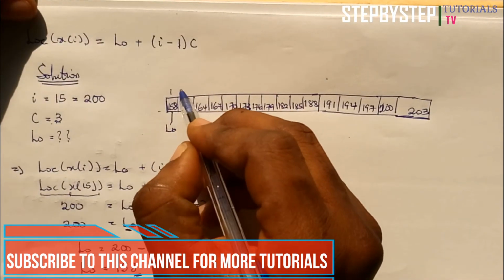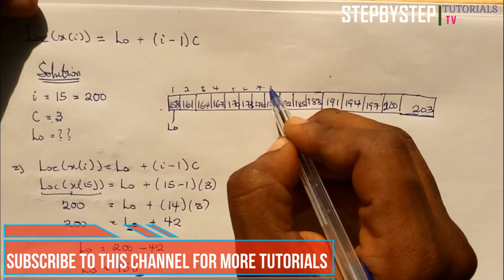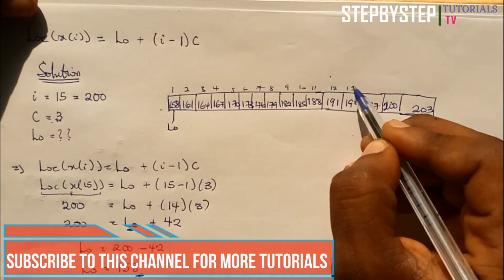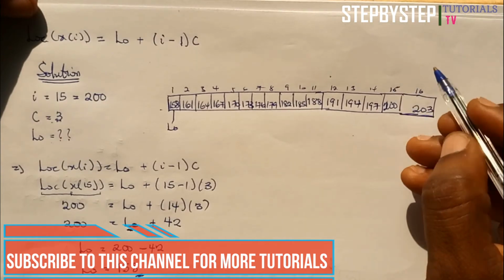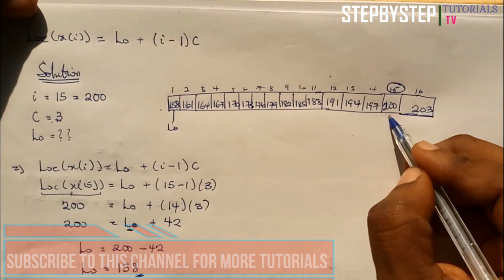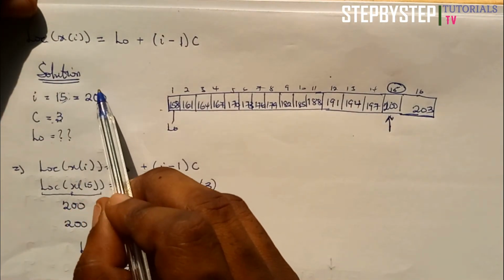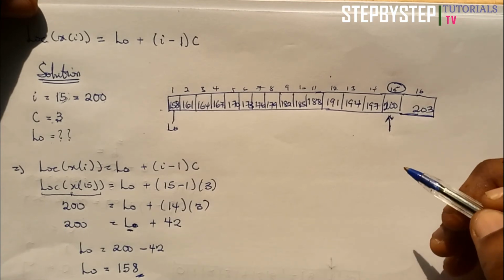So now let's see if truly we are having everything right. Now 10, 11, 12, 13, 14, 15, 16. Yes, so as you can see, we have our 15th position being 200. So our answer is correct.